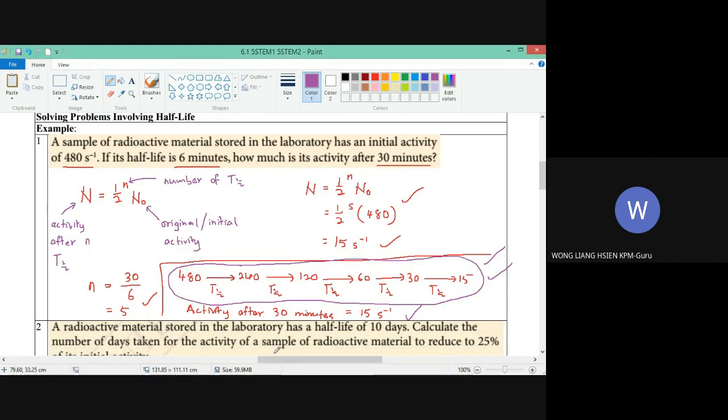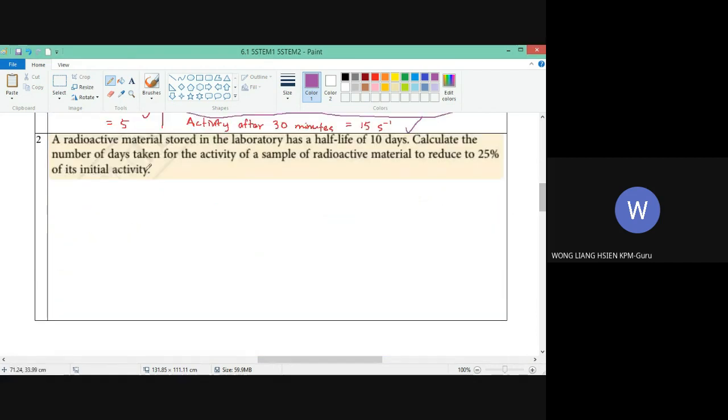Okay, continue. Let's look at the next example. A radioactive material stored in the laboratory has a half-life of 10 days. It says that the half-life is 10 days.